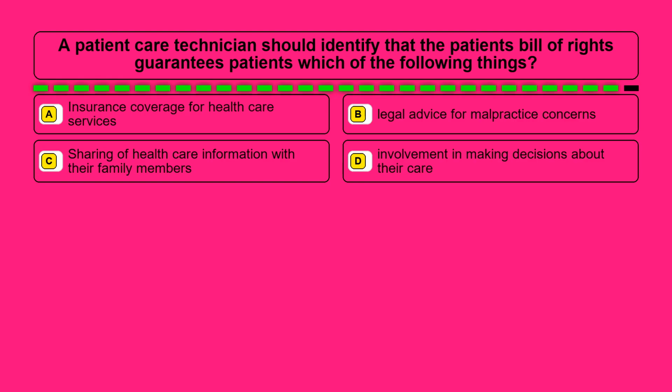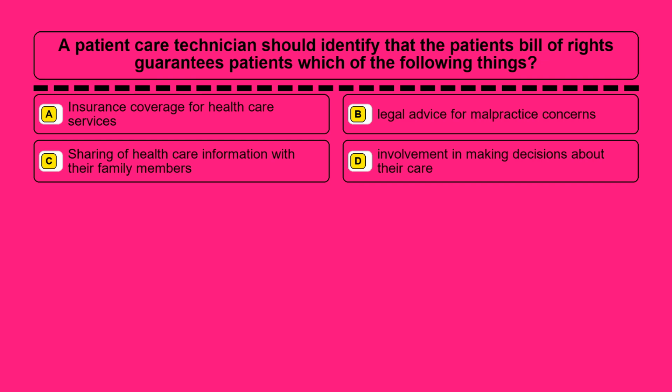Question 51. A patient care technician should identify that the patient's Bill of Rights guarantees patients which of the following things? Option A. Insurance coverage for healthcare services. Option B. Legal advice for malpractice concerns. Option C. Sharing of healthcare information with their family members. Option D. Involvement in making decisions about their care.